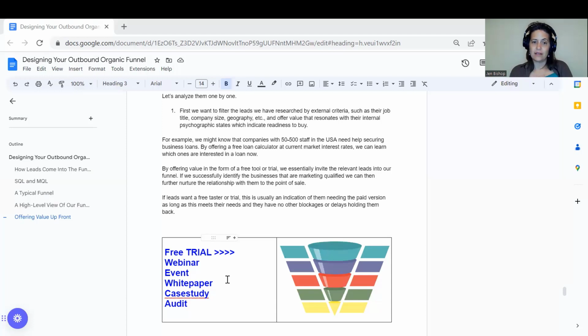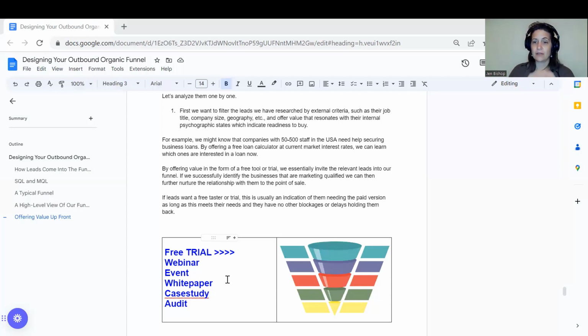The reason we do this is if a lead wants that free taster or trial, as simple as it is, then it's usually an indication of them being positioned to go all the way through the funnel to become a paying client. Because if they want the free stuff, it's likely they're going to need the paid version eventually, as long as it meets their needs and as long as there are no other blockages or conditions or delays that are holding them back.